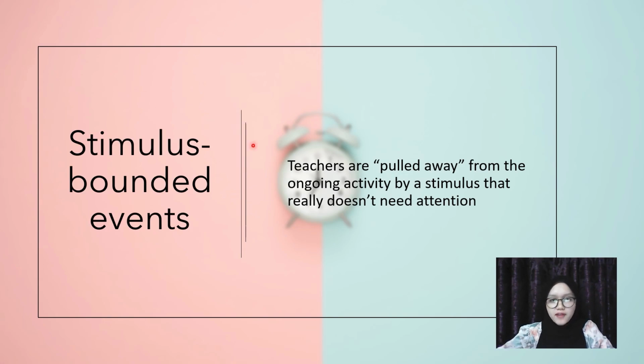What is a stimulus-bounded event? A stimulus-bounded event is when a teacher is pulled away from the ongoing activity by a stimulus that really doesn't need attention. For example, a teacher who is explaining a mathematical problem at the board suddenly notices that one student is leaning on his left elbow as he works the problem on the desk. Then the teacher goes to the student, instructs him to sit straight, and comments on his improved posture. After that, she returns back to the board. So this situation is what we call a stimulus-bounded event.